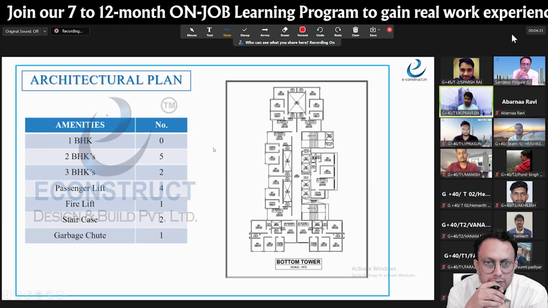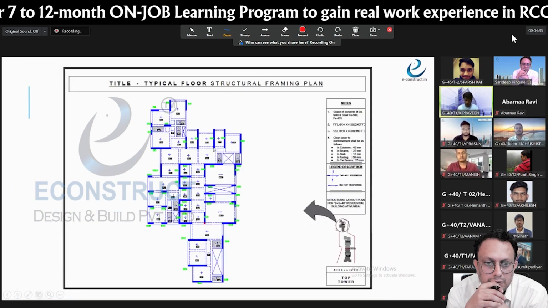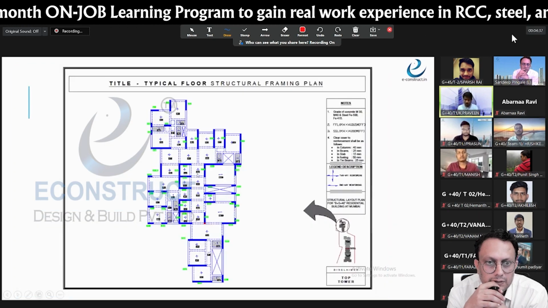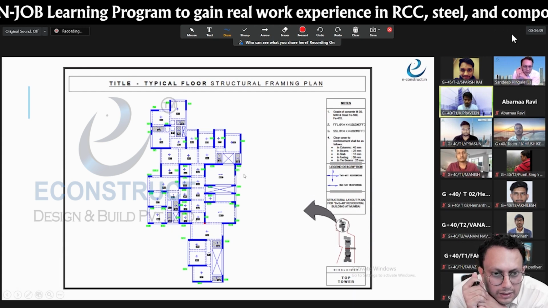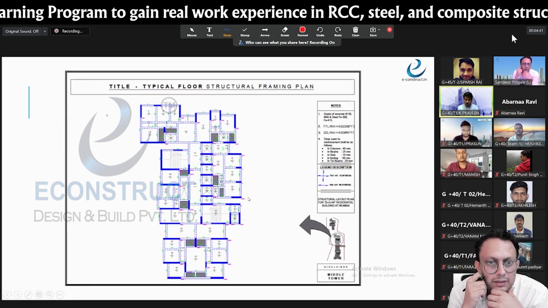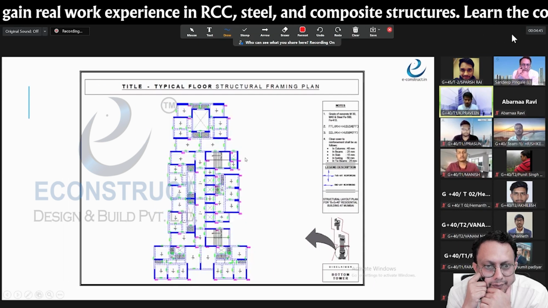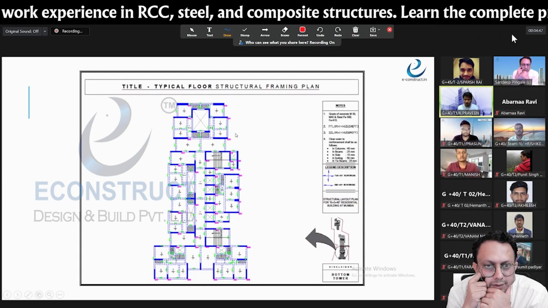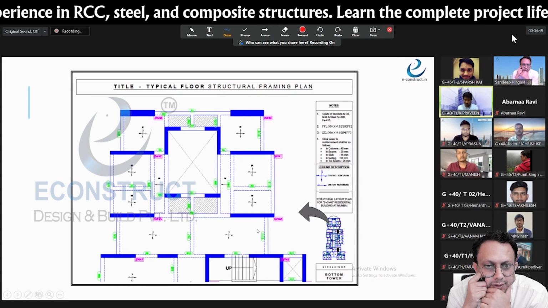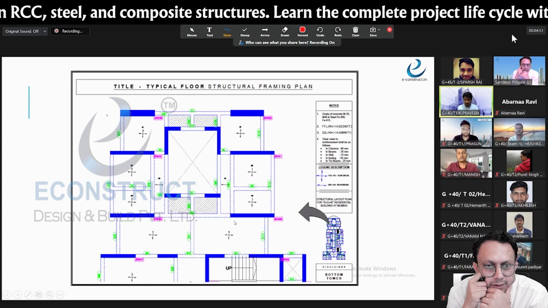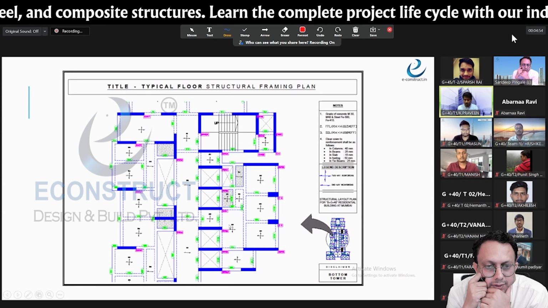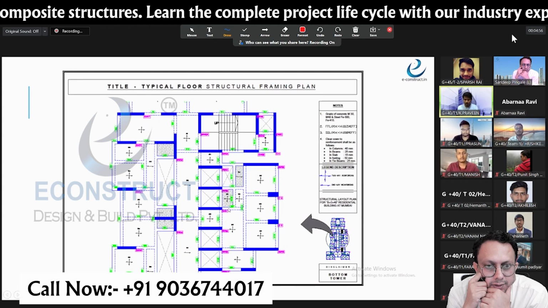And these are the structural plans. This is top tower structure plan. This is middle tower. And this is bottom tower. And we have a zooming portion of the bottom tower. This is upper portion of the bottom tower, and this is the middle portion of the bottom tower.